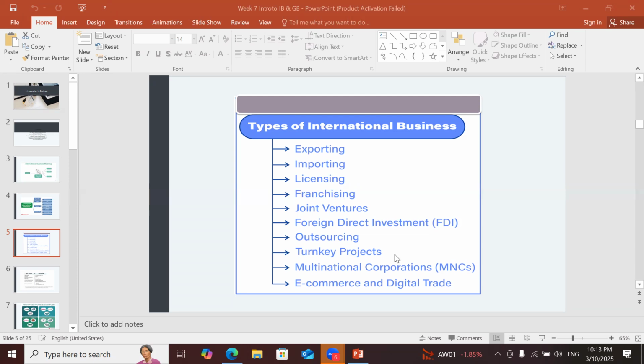Turnkey project and outsourcing are nearly the same. Outsourcing is the broad sense, turnkey project the narrow sense. Multinational company is a company dealing internationally with multiple purposes or multiple products or a group of products. It is a multinational company. E-commerce and digital trade are very important to this era.